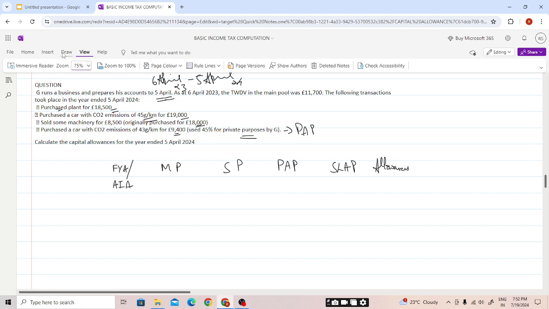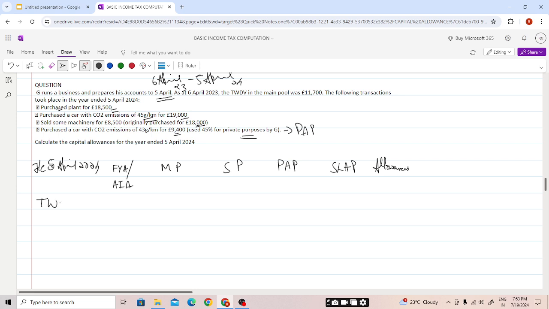Now students, this is for the year ended 5th April 2024. The tax written down value brought forward for the main pool was 11,700. Now additions qualifying for FIA and AIA. FIA is only available for zero CO2 emission cars. Here there are no zero CO2 emission cars. Now AIA.